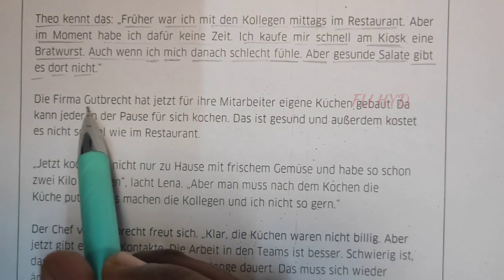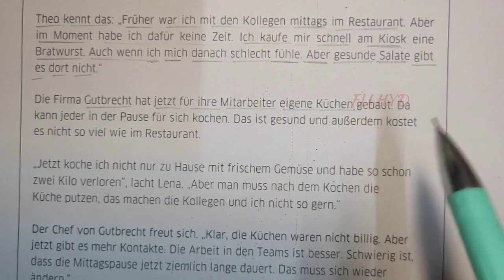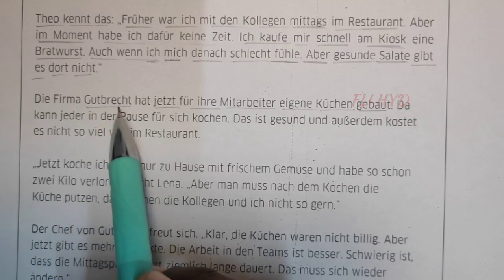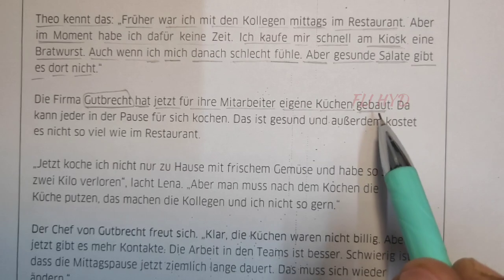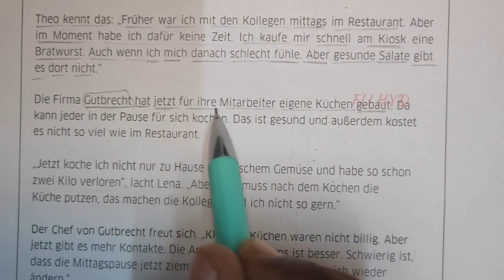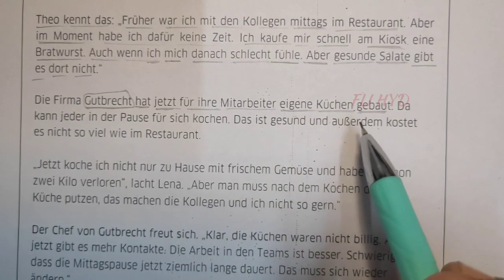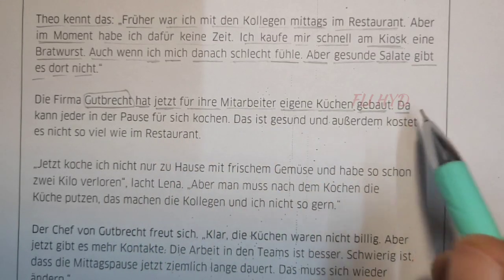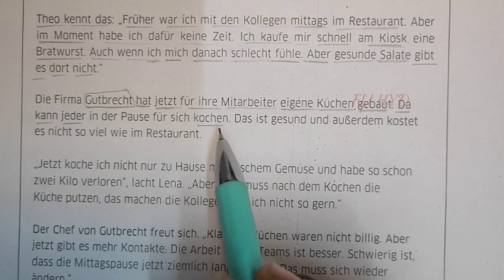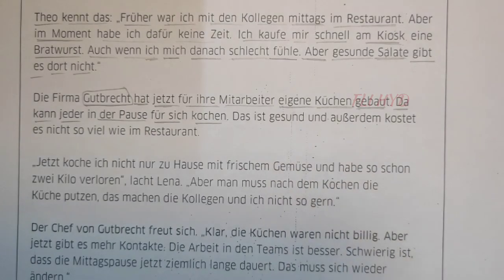Die Firma Goethe hat jetzt für ihre Mitarbeiter eigene Küchen gebaut. Die Firma Goethe, the company name is Goethe, hat gebaut, has constructed, jetzt, now, für ihre Mitarbeiter, for its employees, eigene Küchen, own kitchens. Da kann jeder in der Pause für sich kochen. There, everyone can cook in their Pause, in the break, für sich, for oneself. So in the breaks, one can cook for oneself.